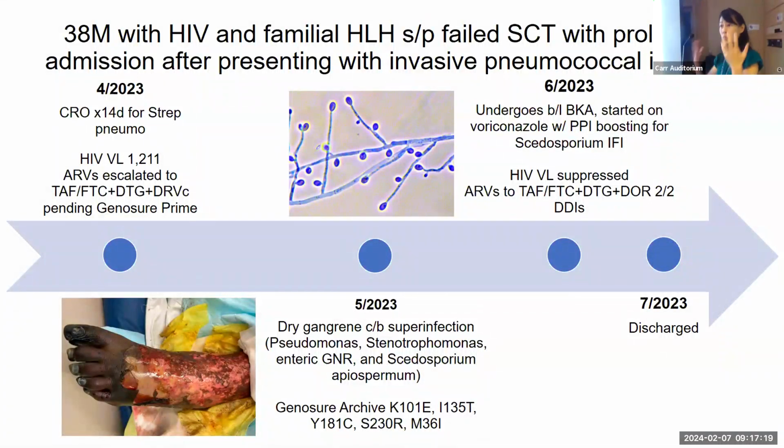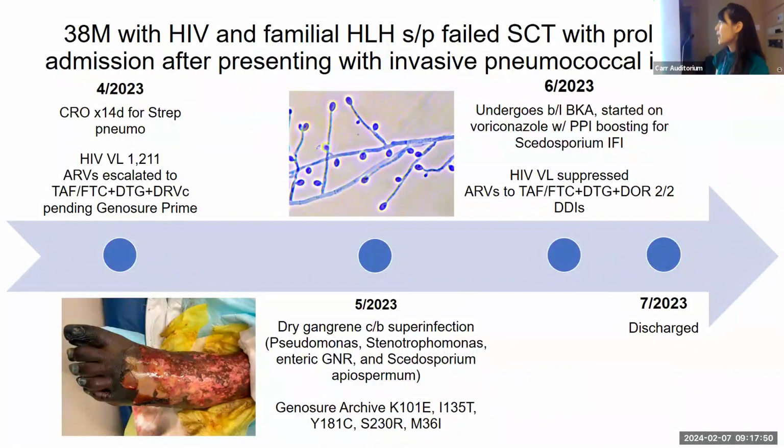He then gets, in the setting of the multi-organ failure and the DIC, dry gangrene of his bilateral lower extremities that is complicated by superinfection. There's Pseudomonas, there's Steno, there's GNRs, and then most notably there's Scedosporium apiospermum, which is a mold. His GeneSure Prime in the outpatient setting actually is unable to be conducted because he had started taking his ARVs, and so we had to send a GeneSure Archive.